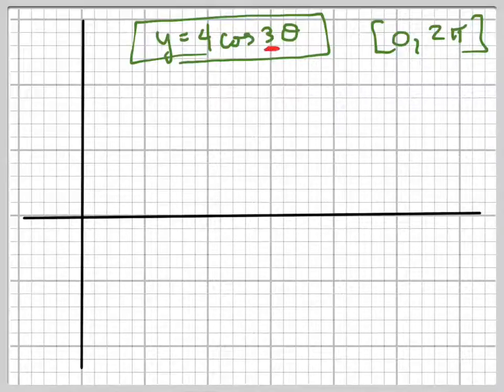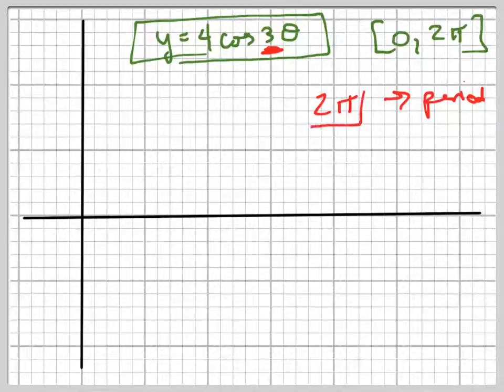Remember what that 3 means. I'm going to say it in a different way than maybe you've thought about it. That 3 means that where it would normally take 2 pi to go through one full period, usually that's your period, now you're going to go through 3 different revolutions, so to speak, or 3 different periods, in 2 pi.